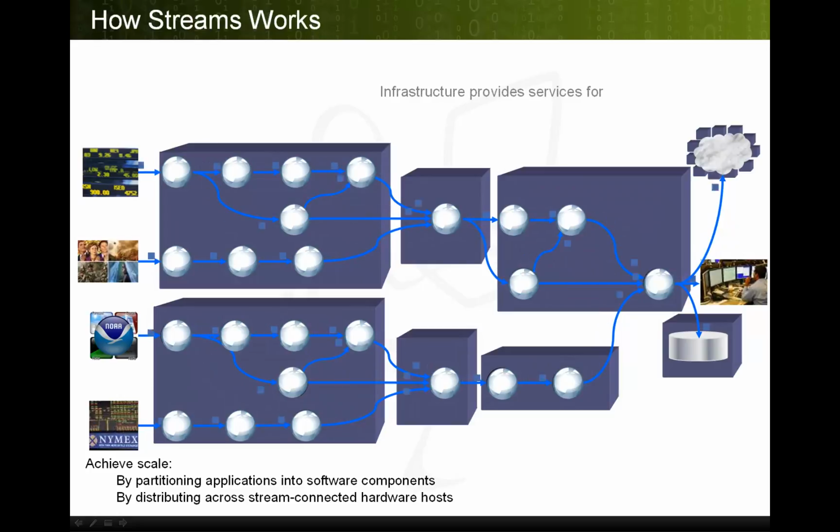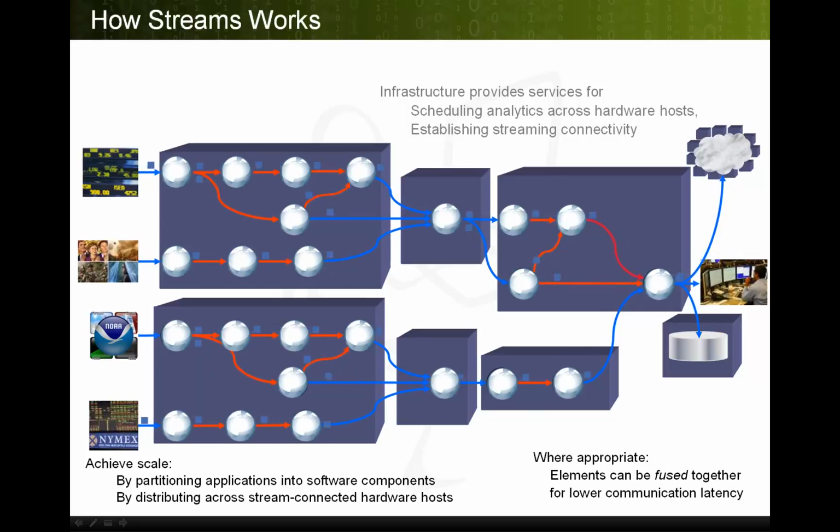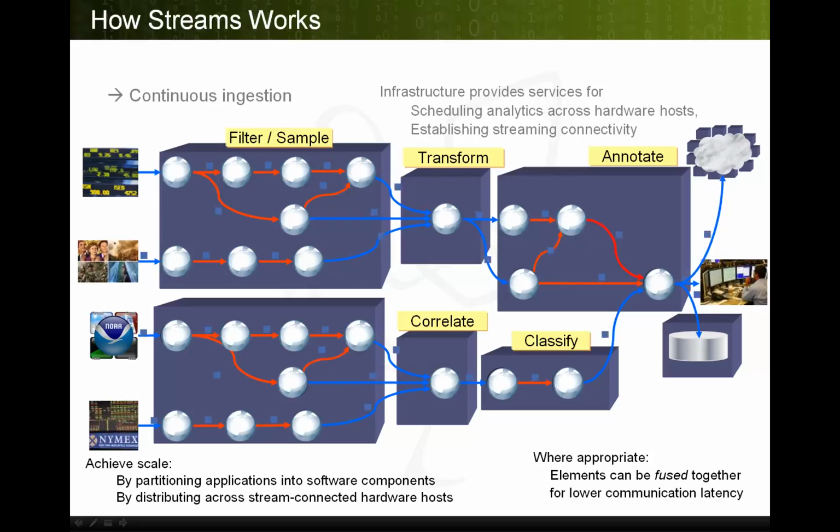Having all of these separate processes work together gives us flexibility and scalability. If we need more power than a single operator can provide, you can simply distribute the operators over multiple boxes or hosts. You can achieve scale by partitioning applications into software components, by distributing across stream-connected hardware hosts.